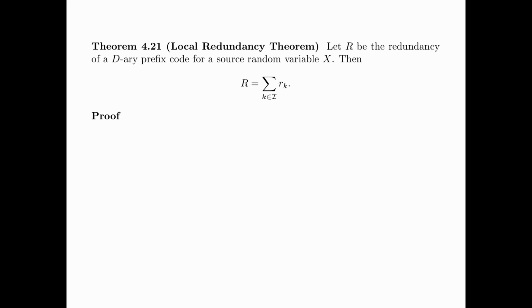We now prove the theorem. Consider R equals L, the expected length of the prefix code, minus the theory entropy of the source random variable X. Now L is equal to summation Qk for all internal nodes k, and H_D of X is equal to summation Qk times Hk for all internal nodes k. Combining the two summations, we have summation over k of Qk times 1 minus Hk, which is equal to Rk, the local redundancy at internal node k, by definition. This proves the theorem.